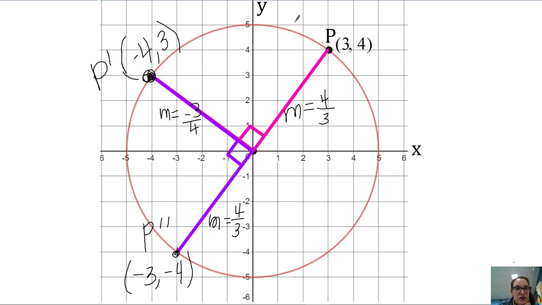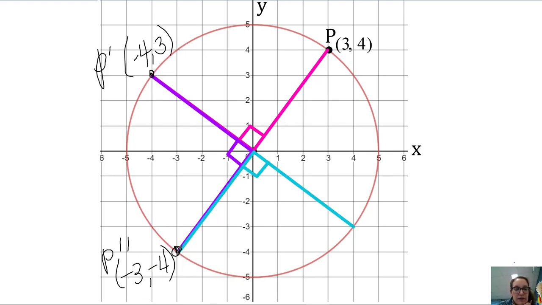So P is the original, P prime is after one transformation, P double prime is after the second transformation. So again, think about how we went from P to P prime. What did we do at this point? We switched it, the 4 went to the front, and then it became negative. So we're going to do the same thing to get from P prime to P double prime. We're going to switch our coordinates, so we're going to send the 3 to the front, and then we're going to make it negative.